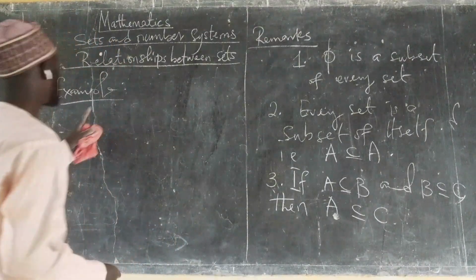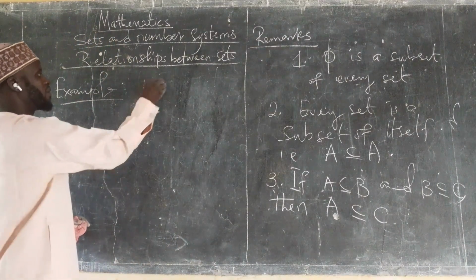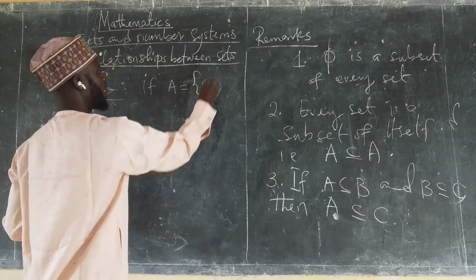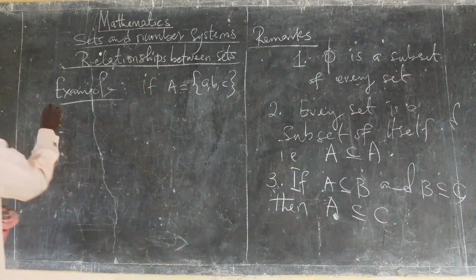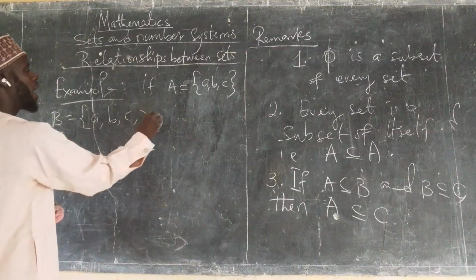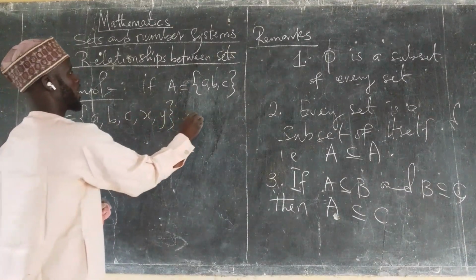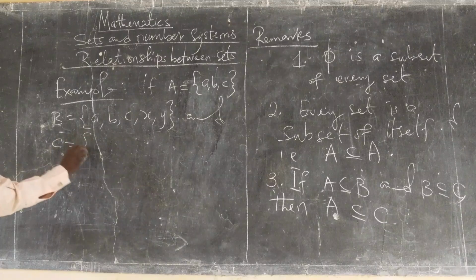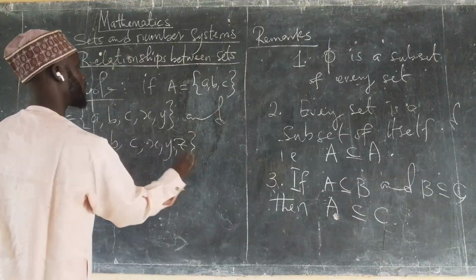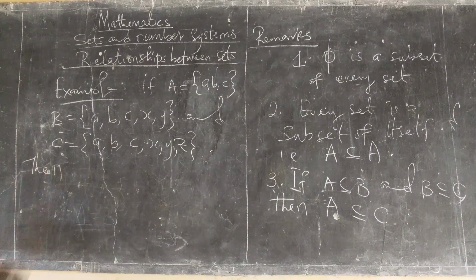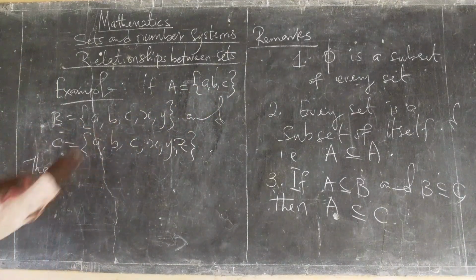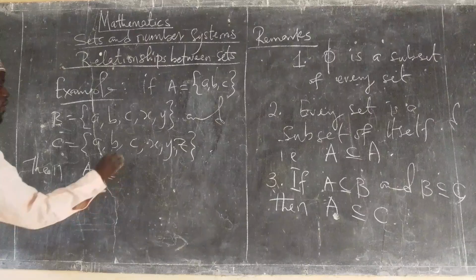Take an example. If A equals {A, B, C}, and B equals {A, B, C, X, Y}, and C equals {A, B, C, X, Y, Z}, then here we say that A is a subset of B because every element of A is also in B. So we have A is a subset of B.